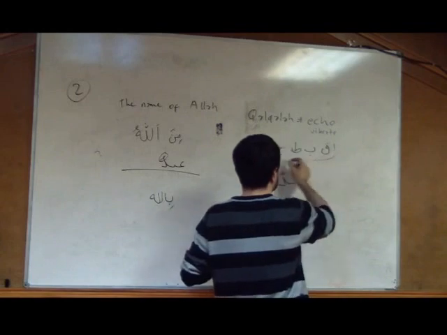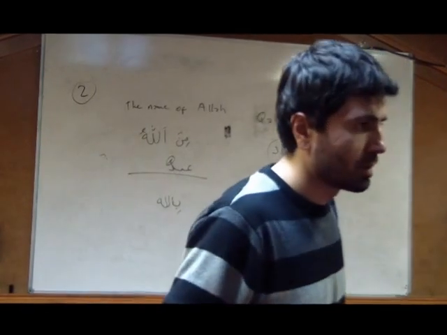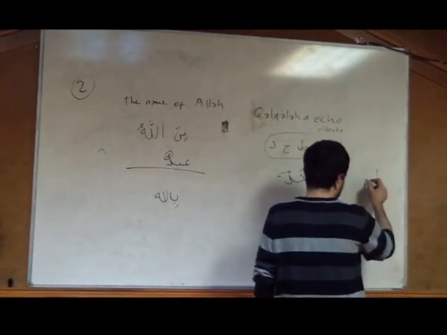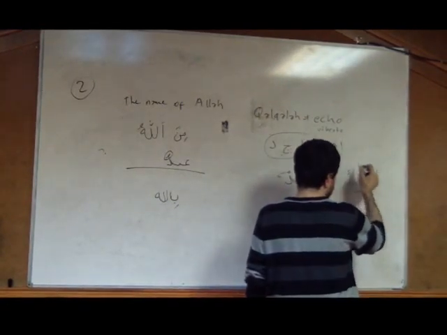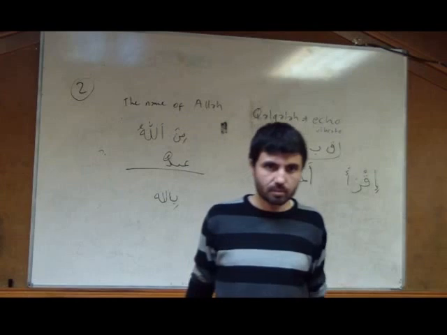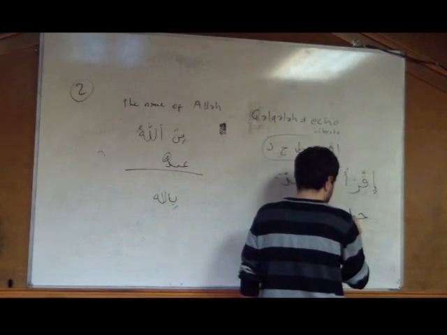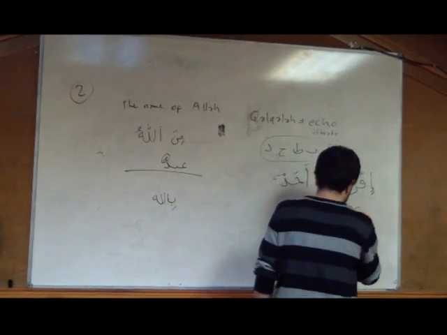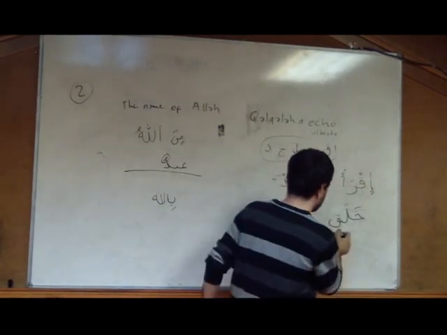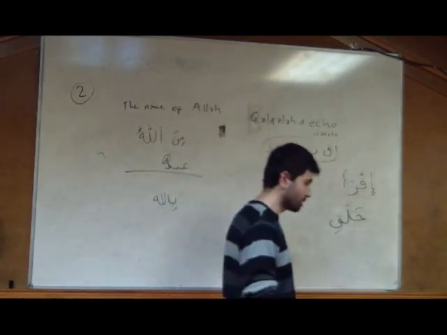The five letters. If there's a kasra before, it is qalqala as well, like iqra. Iqra bismi rabbika alladhi khalaq. So when you say khalaq, there you go. If you stop, it is khalaq, no echoing. Khalaq, when you stop, that's it, okay?